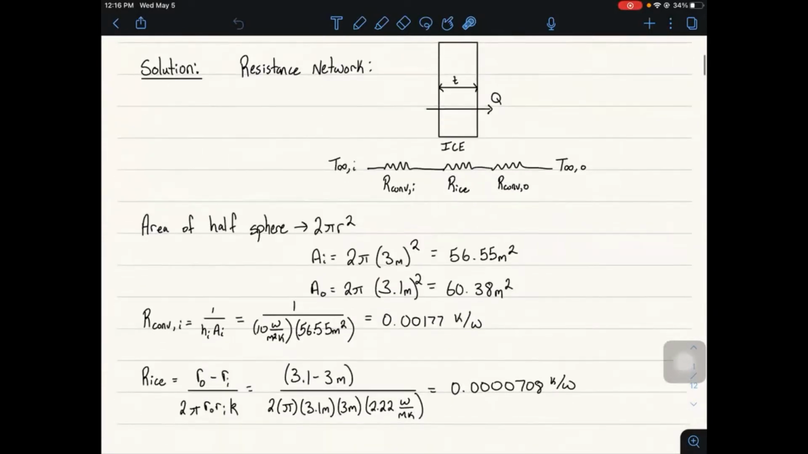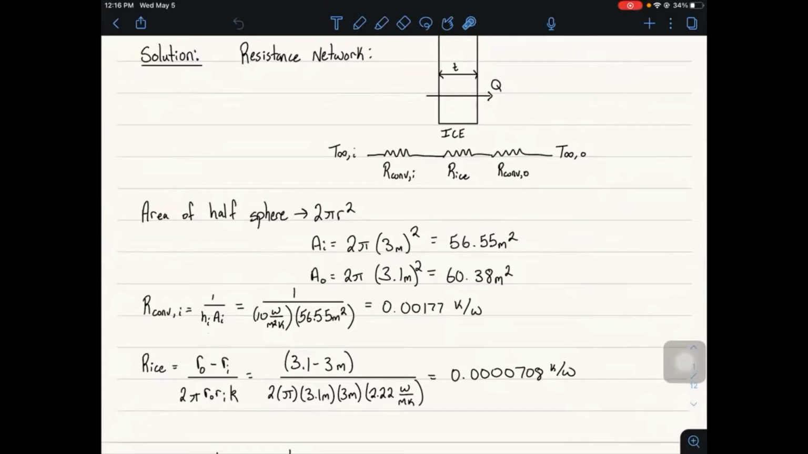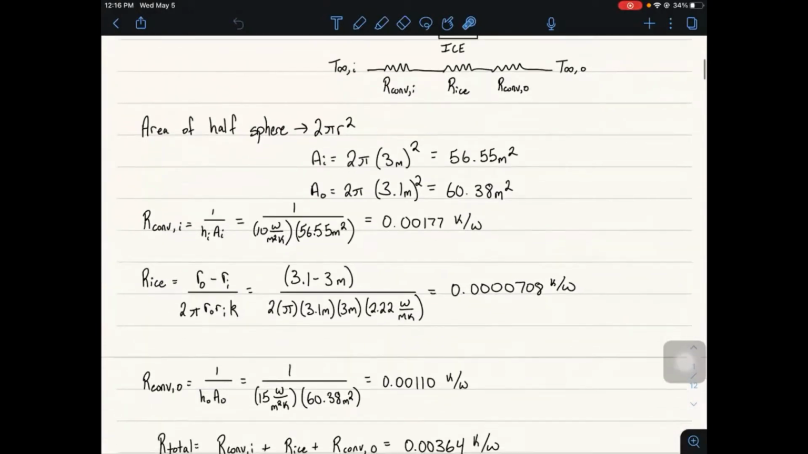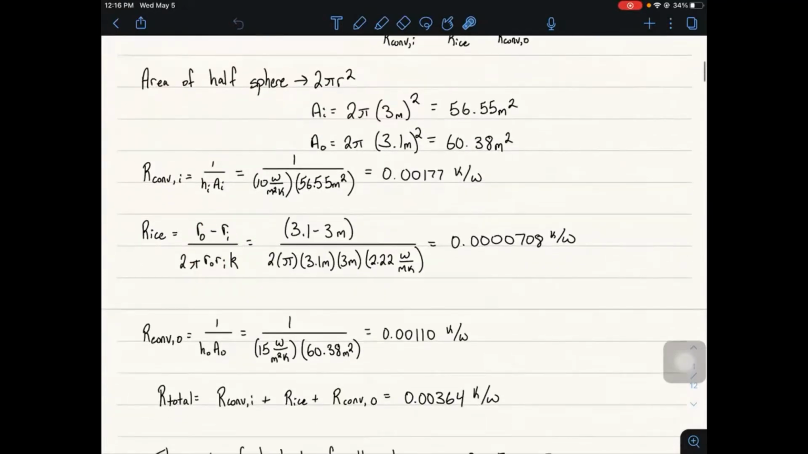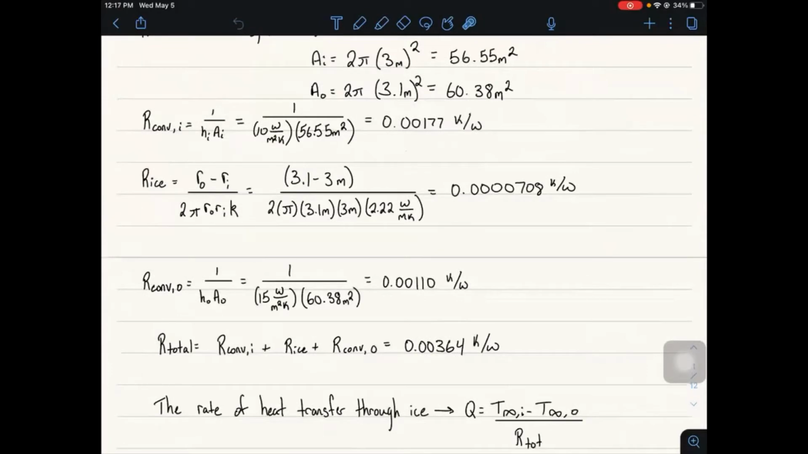Then we need to figure out the area of the half sphere, both at the inner and the outer radii, and then we could figure out our convective resistance at the inner, which was this, and then we could figure out the resistance of the ice, which was this correlation that was off of our handouts or in our equation sheet, and then our convective resistance of the outer.